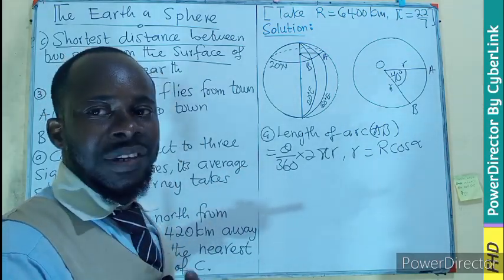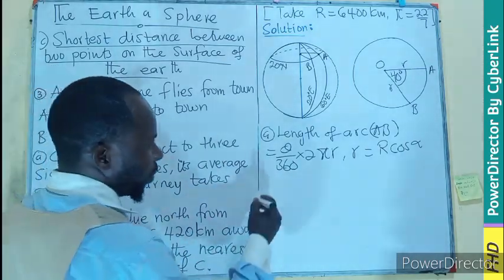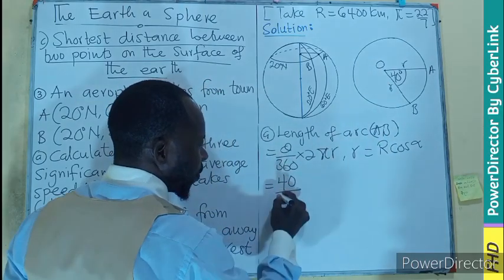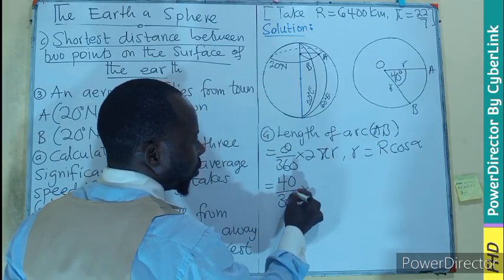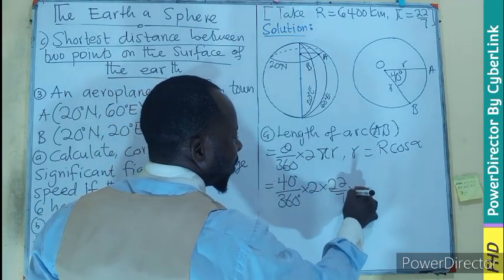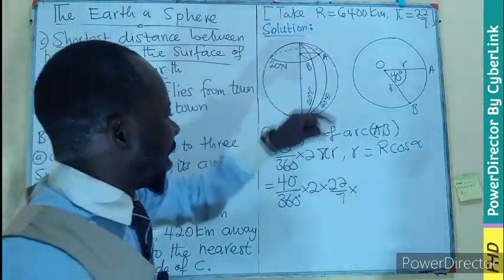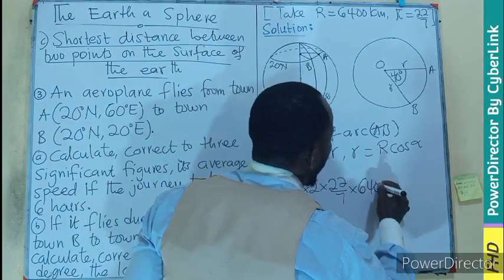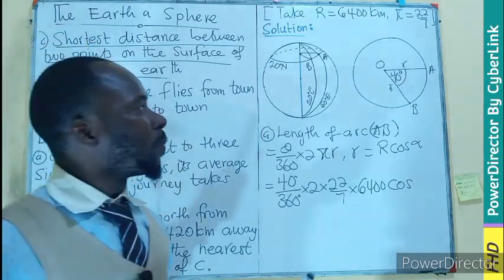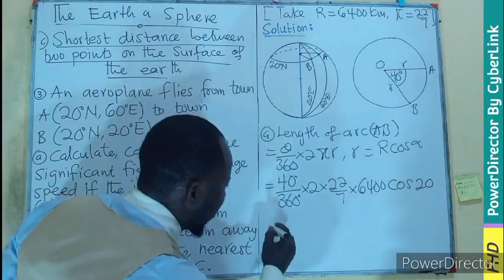They both have latitude 20. So we can substitute all that into it. We don't have space, so let's manage and substitute. This theta is the one we have here as 40 degrees. Then we have 2 times 22 over 7 times R, the capital R, which we have been given as 6,400, times the cos of the angle of the common latitude. And the latitude is what? 20. So we have that.